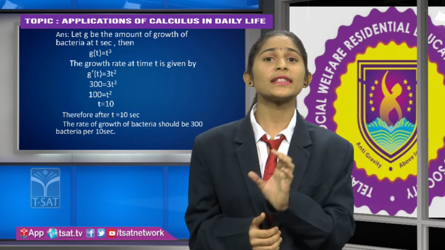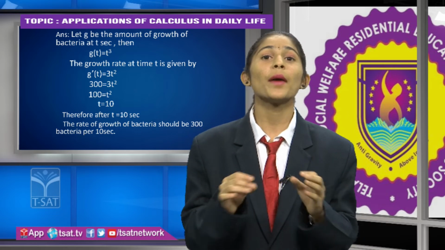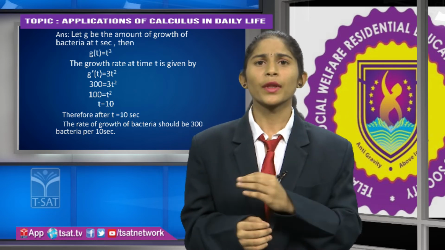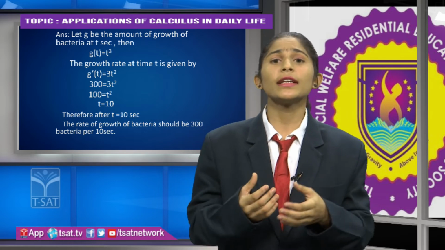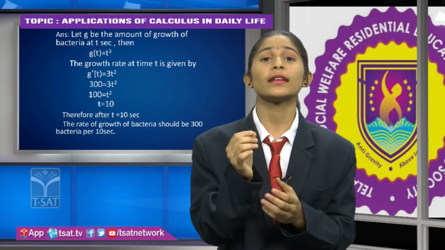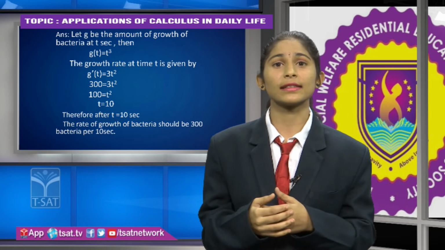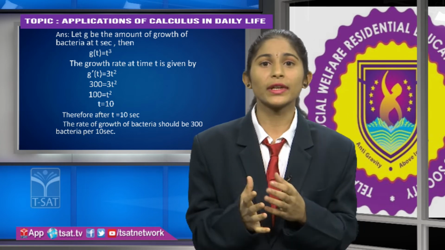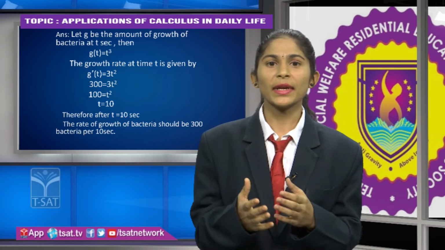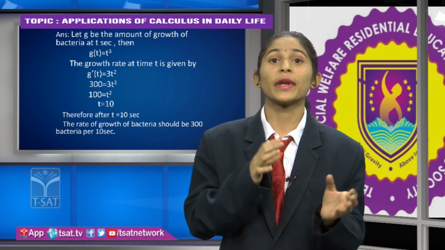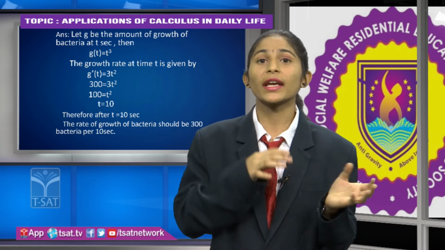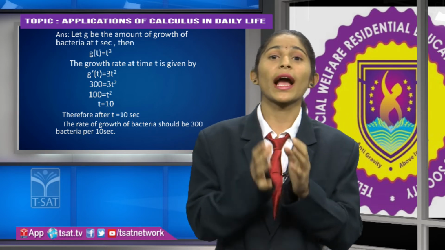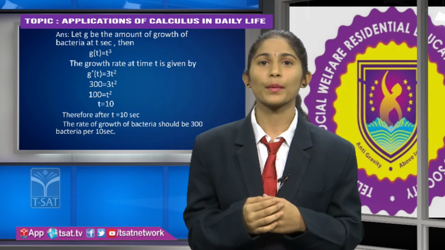But here time should not be negative. Time is a positive quantity. Then t is equal to 10 seconds. Within 10 seconds, the rate of growth of bacteria is 300 bacteria per second. It is very amazing, right? Because in these days, we can observe the spreading of bacteria very speedily. Here, calculus comes into the picture to calculate the rate of growth of bacteria.